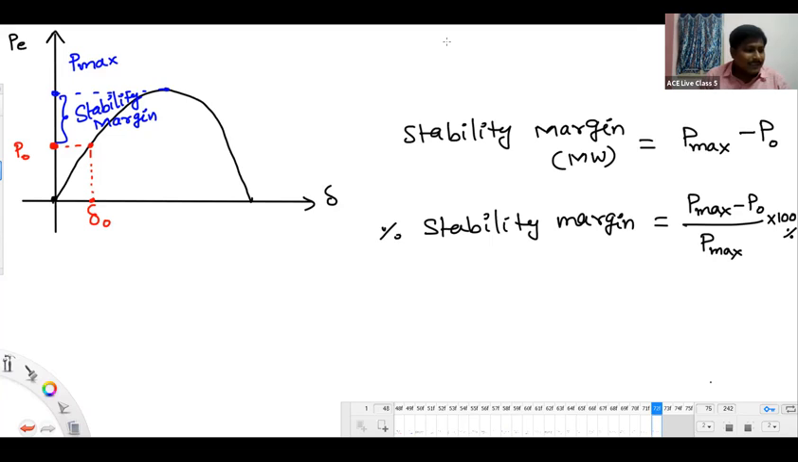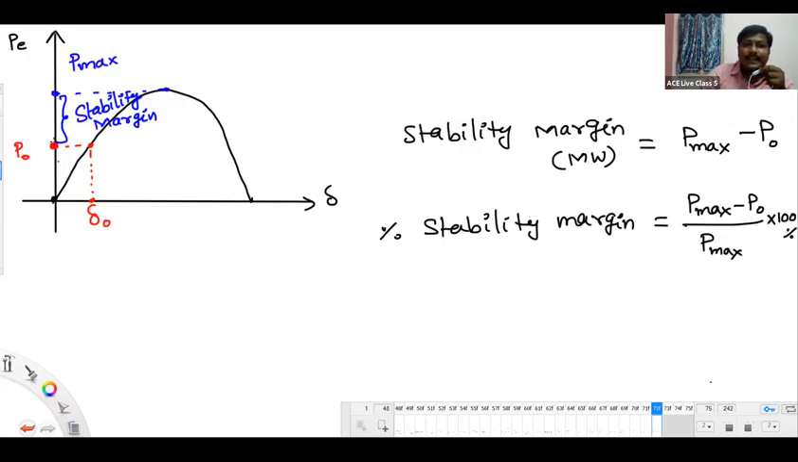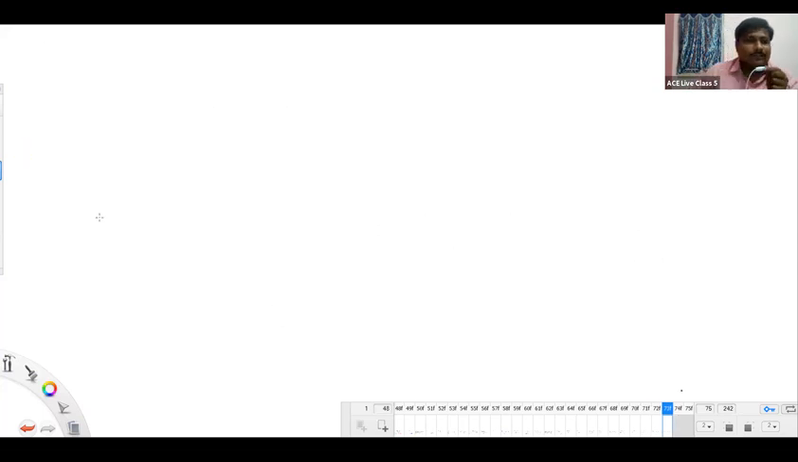Now, in simple layman language, 40% stability margin means this value was 40%. What is the remaining value here? 60%. Means how much is the power flow in the network? We can say 60% of P maximum is the power flow in the network. 40% stability margin means the present power flow will be 60% of the maximum power transfer capacity. So I'll say in the next slide.